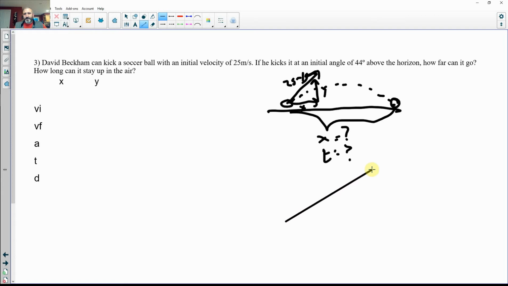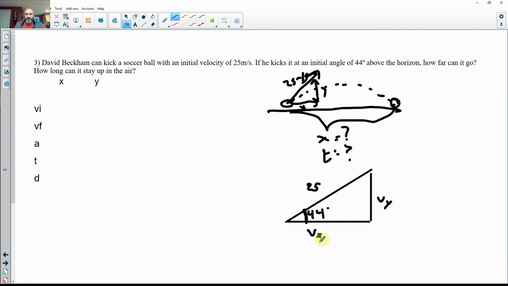So this is 25. And this is the velocity in the x, and this is going to represent the velocity in the y. Such a nice triangle, huh? So that's going to be v in the x, and that's going to be v in the y. Now, we know the angle here is 44 degrees. So we're going to use trig, little sine, cosine, and tangent action, to figure out the y and the x.